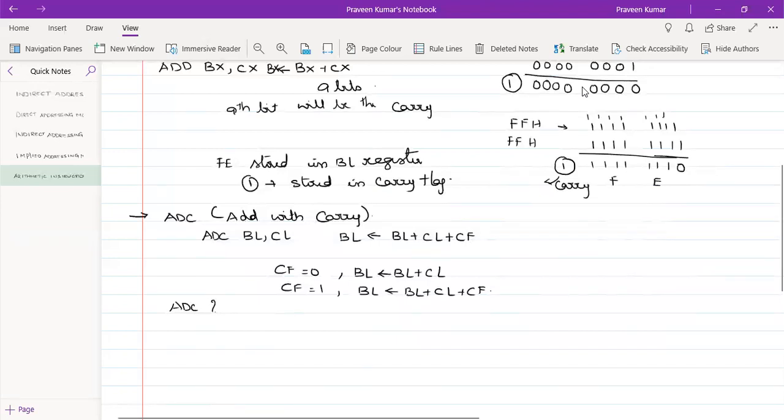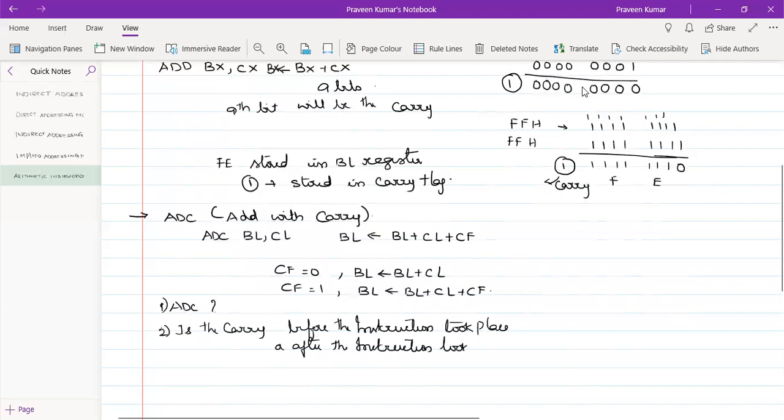So the two questions are, I'm repeating again. The first question is, where do we use this particular instruction? The second question is, is the carry before the instruction took place, or after the instruction took place?